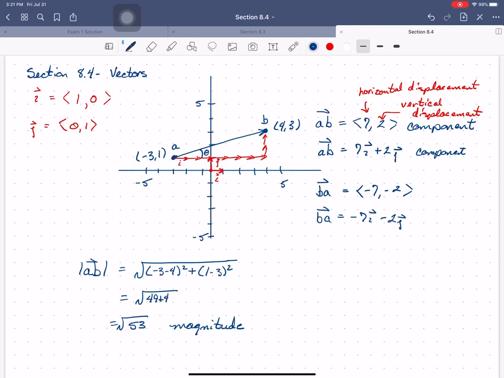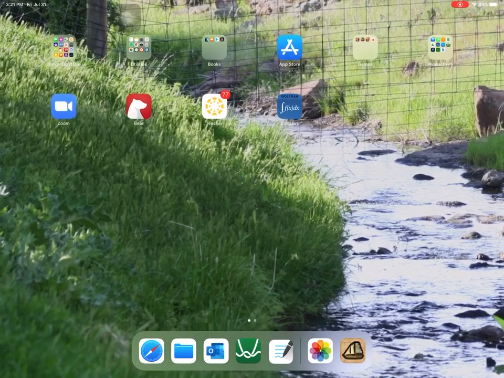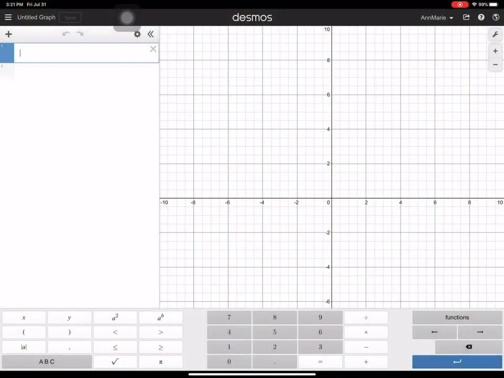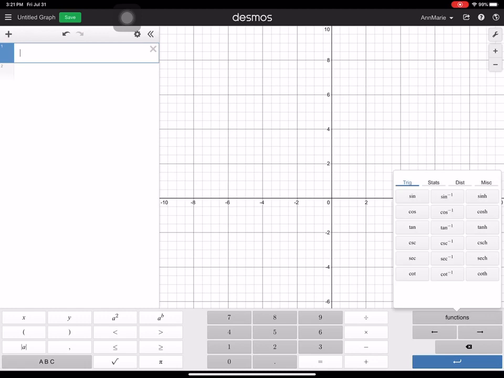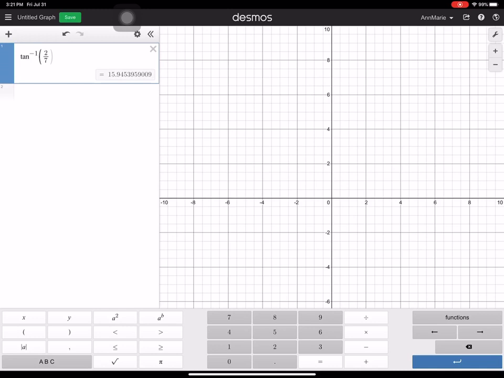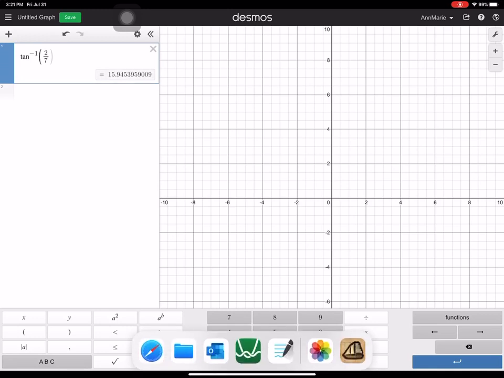And we can do that because we know that the tangent of theta is the y displacement divided by the x displacement. So theta is the inverse tangent of vertical displacement divided by horizontal displacement, which is, if we bring up Desmos, and we're going to do this work primarily in degrees, inverse tangent of 2/7, 15.95 degrees.